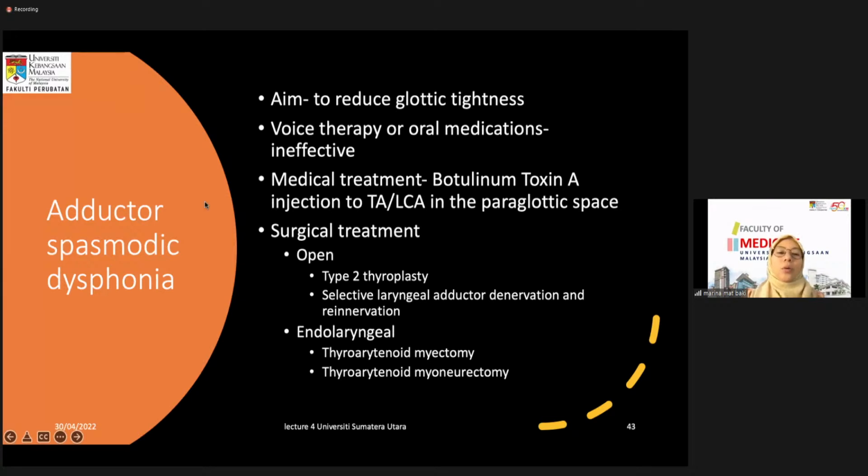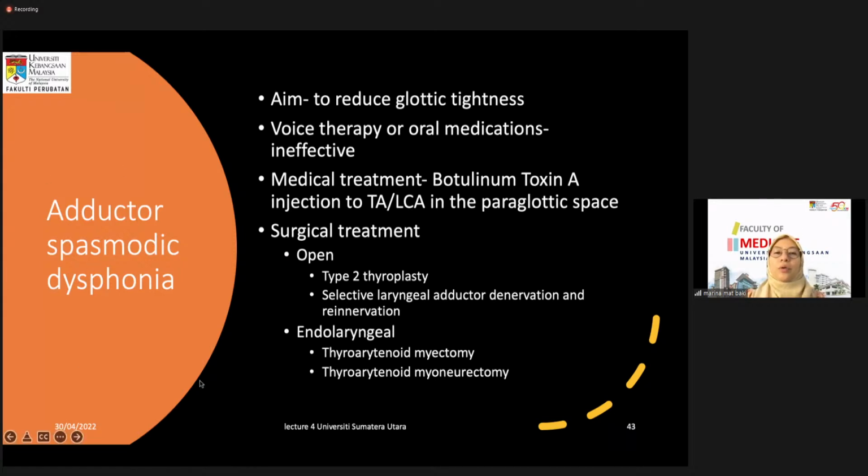Right, so in adductor spasmodic dysphonia, the voice is normally strangulated and jerky, because there's spasm of the adductor muscles during phonation. Therefore, the aim of treatment in adductor spasmodic dysphonia is to reduce the glottic tightness. So the patient goes from saying it like this, "my name is Marina," to a smoother "my name is Marina." Okay, so you want to make it smooth. So how do we reduce the glottal tightness?